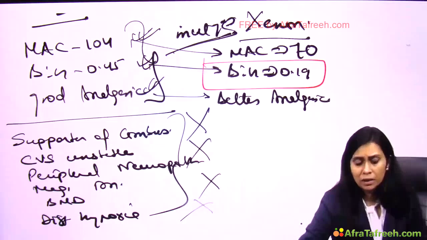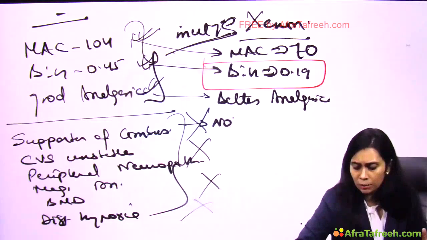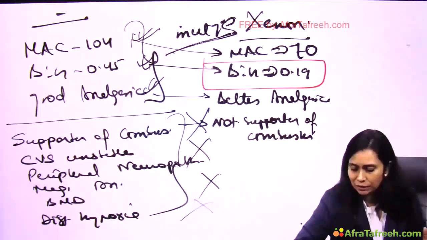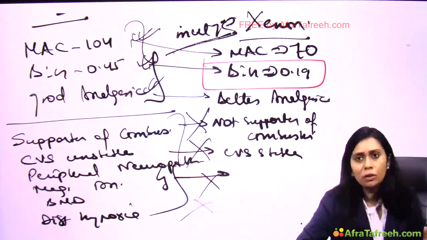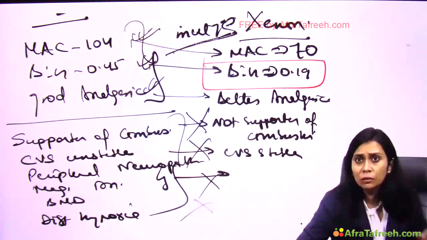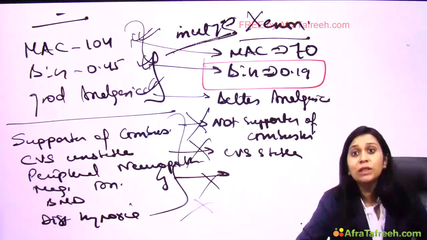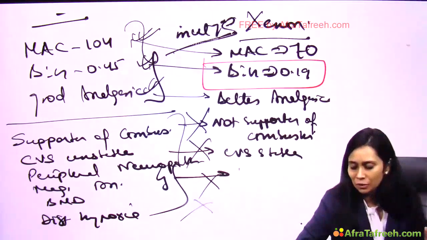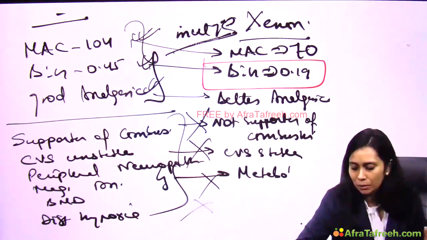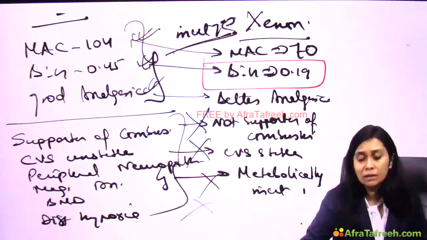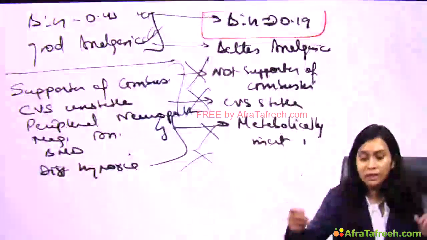It's an inert gas, so not a supporter of combustion. Cardiovascular stable. It is metabolically inert, wouldn't affect any enzyme, wouldn't even get metabolized. So metabolically inert, doesn't get metabolized, neither affects any enzyme.